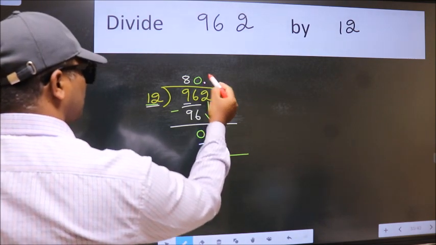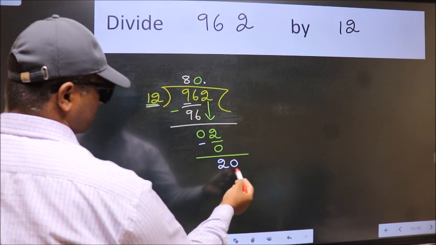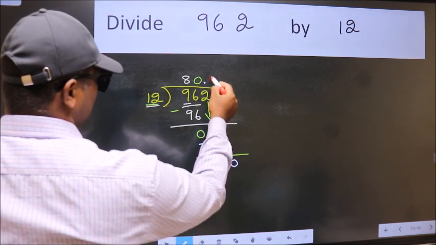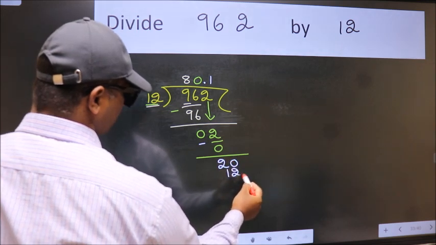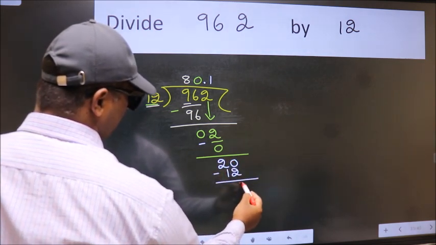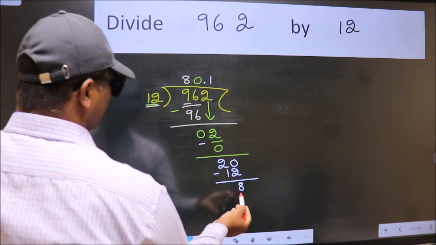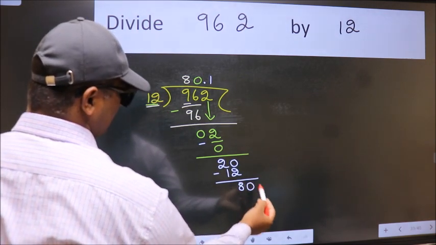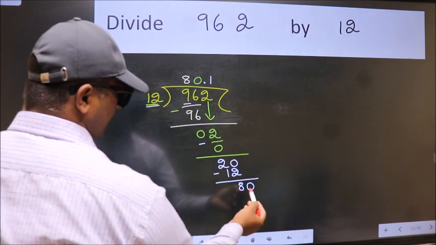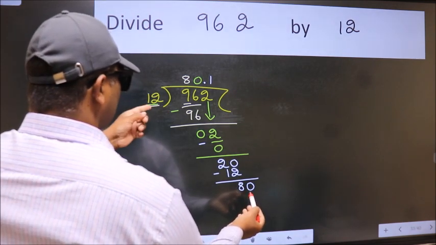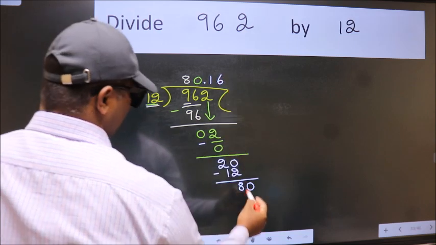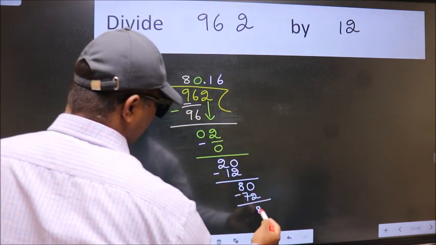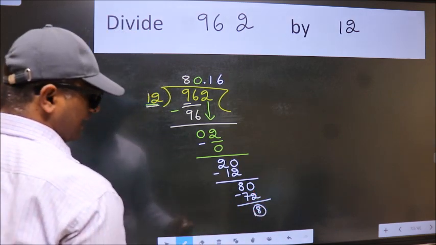So now we can put a dot and take 0. So 20. A number close to 20 in the 12 table is 12 ones are 12. Now we subtract, we get 8. 8 is smaller than 12, we already have the decimal, so directly take 0. So 80. A number close to 80 in the 12 table is 12 6s are 72. Now we subtract, we get 8 again.